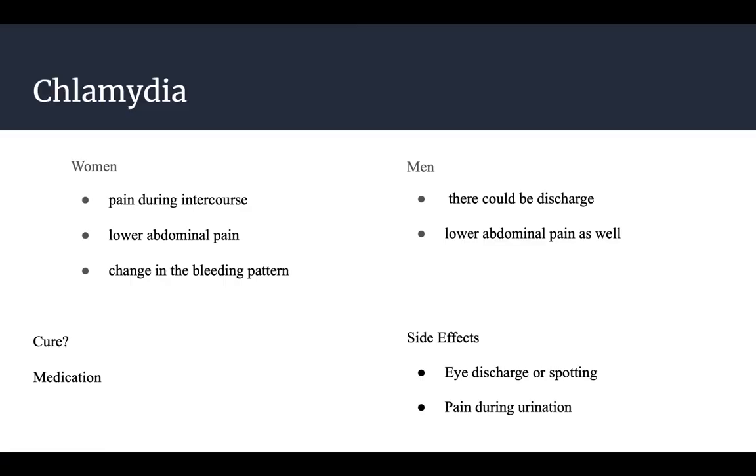The first example I have is chlamydia. With chlamydia, women feel pain during intercourse. They also have lower abdominal pain, and a change in bleeding pattern when they're on their period. For men, there's discharge in their genital area, and they can also have lower abdominal pain. The cure for chlamydia is just medication, so it's not that big of a deal because you can cure it. Some other side effects that are not physical pain are eye discharge or spotting. And there is pain during urination as well.